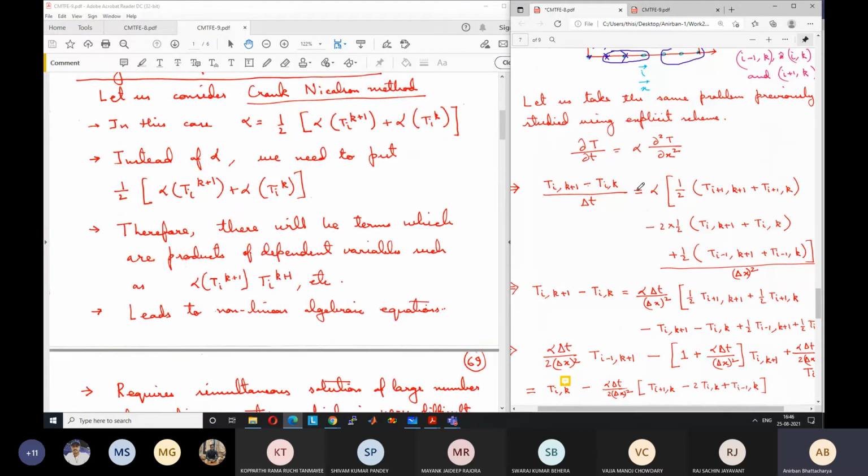There will be terms which are products of the dependent variables. Okay. So terms like this: alpha into T_(i+1)^(k+1). So alpha itself is an unknown term. Alpha is a function of T_i at k plus 1, and this is also unknown. So you have two unknown terms. So you have a non-linear term. Okay. Similarly, we will have another term.